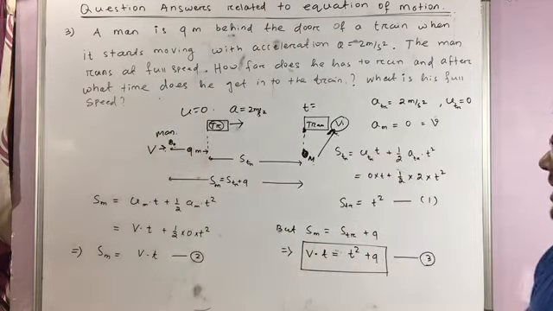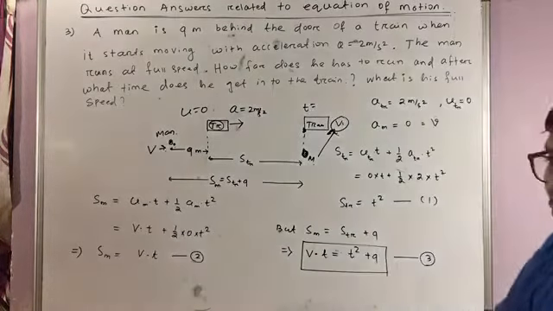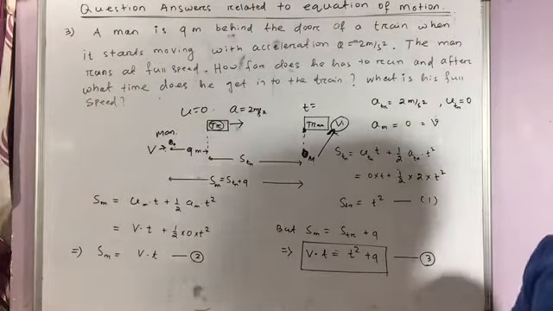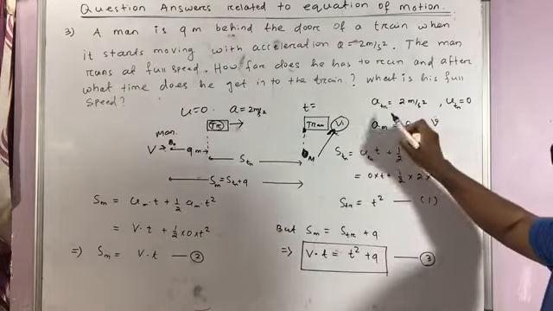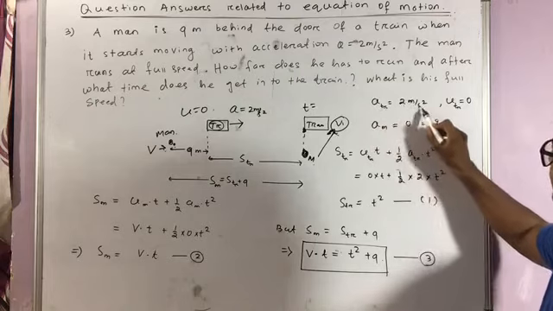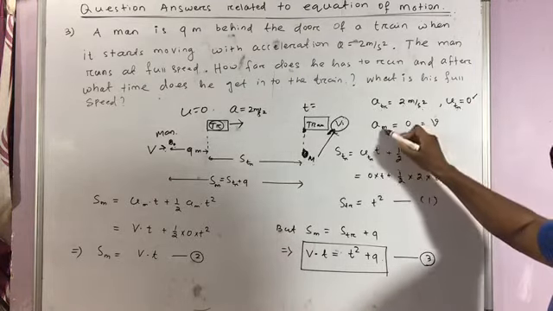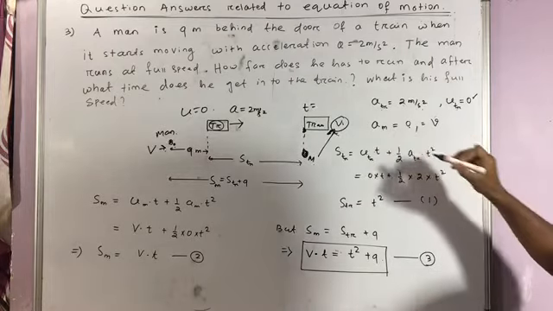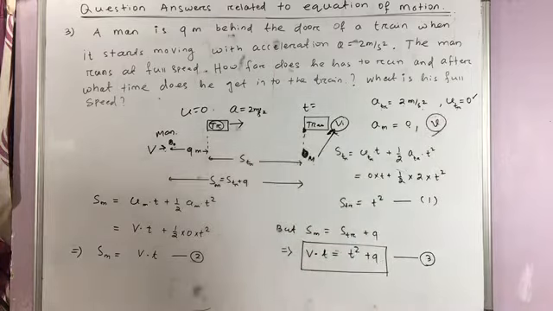The train is in accelerated motion and the man is moving in uniform motion, uniform speed, meaning non-accelerated motion. So the data I have mentioned here: the acceleration of the train is 2 meters per second square. The initial speed of the train is 0, it is given. The acceleration of the man is 0 and the man has started his motion at a full speed. Let the full speed be v.